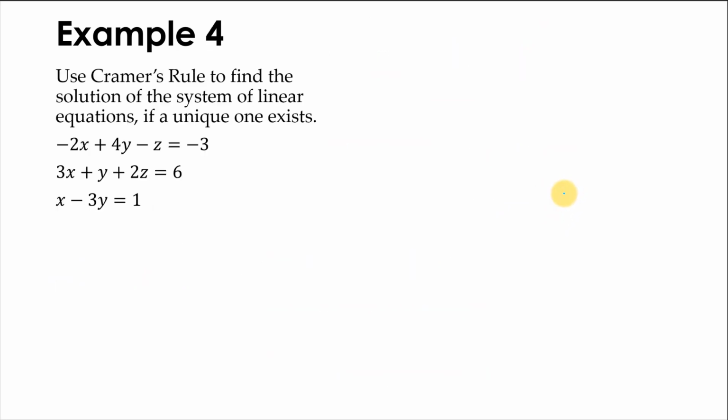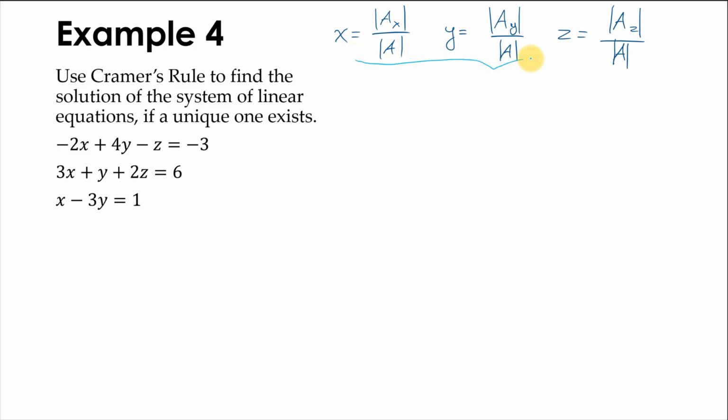Okay, last example here, we're going to use Cramer's rule again, except now I've got a 3 by 3. Here is what this tells me for Cramer's rule up here. These are going to be my solutions. So I need to find the determinant of A.